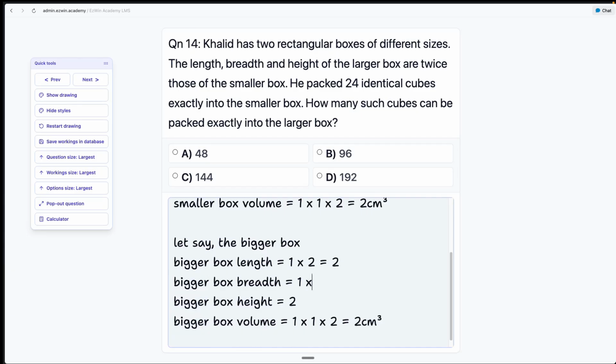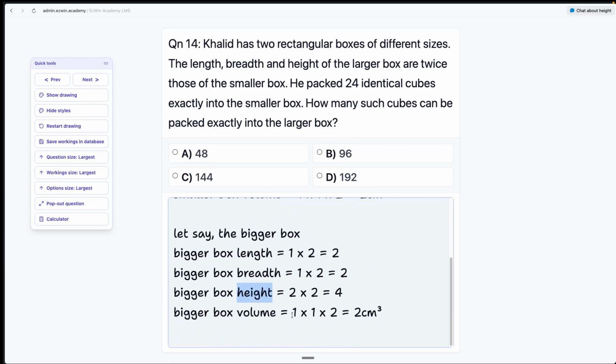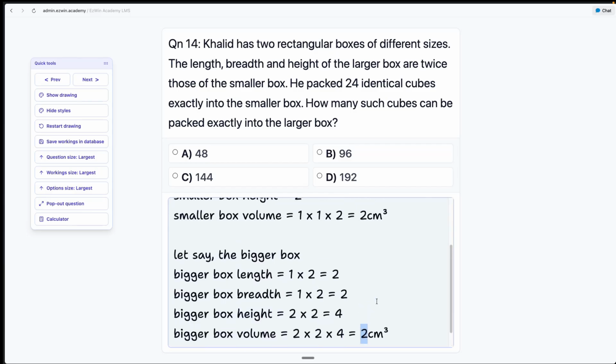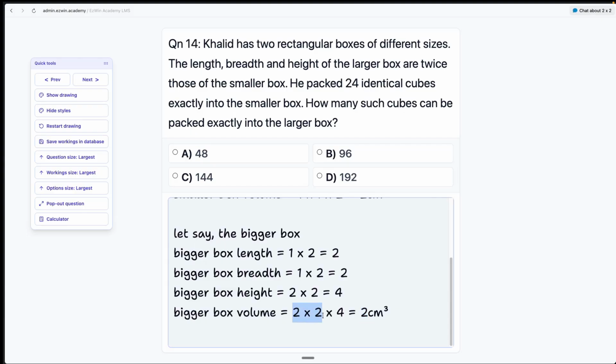Okay, let's see if your guess is correct. All right, so 1 times 2 is 2, and then 2 times 2 is equal to 4. So now we have twice the length, breadth, and height of the smaller box. So in this case, we can just put the volume 2 times 2 times 4. It's 2 times 2, which is 4. 4 times 4 is equal to 16. Oh, 16. Oh no, what happened?